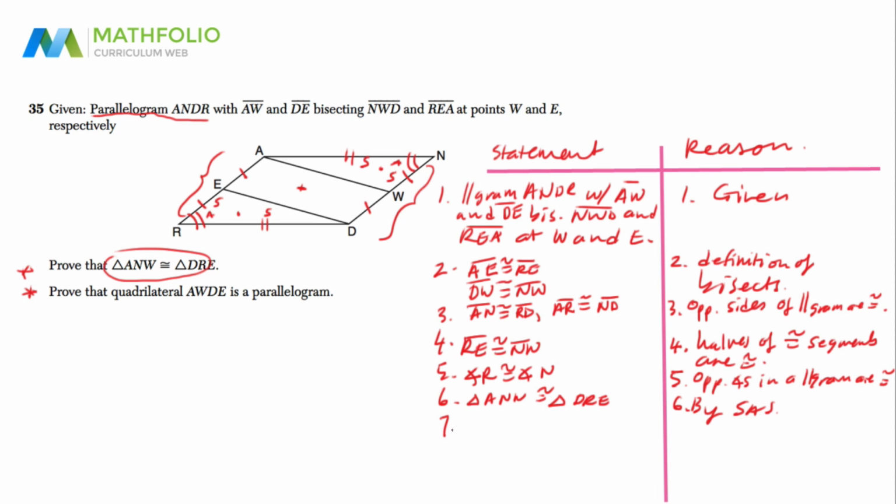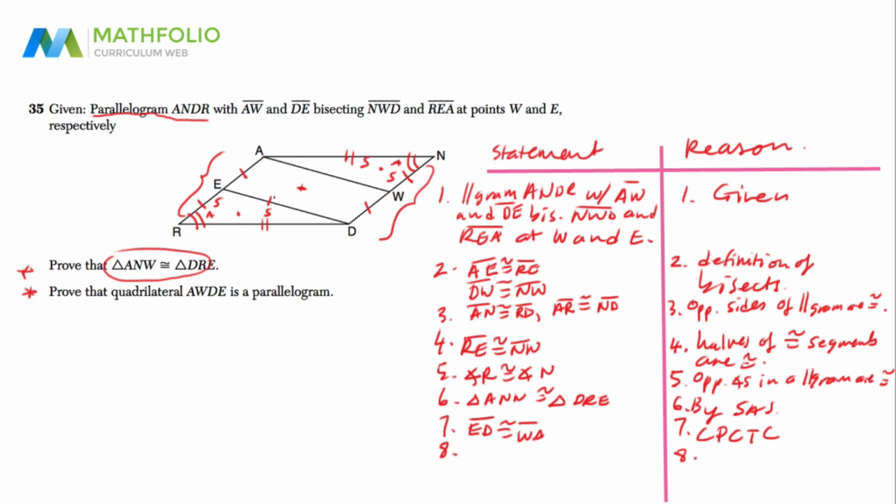Next, number 7, so we're going to keep this going because it also wants us to prove that this shape here is in fact a parallelogram, A to W to D to E. So the next bit would be ED and WA. I'm going to say segment ED is congruent to segment WA, and the reason for that is that after we've proven these two triangles are congruent, each piece that's corresponding is congruent. So that would be corresponding parts of congruent triangles are congruent, CPCTC.